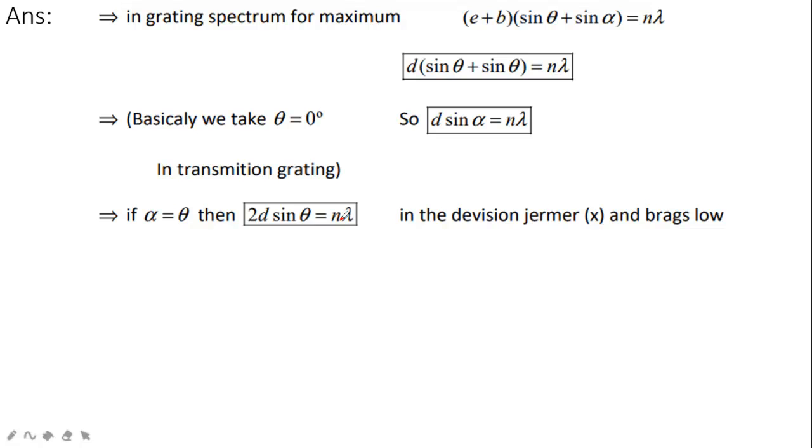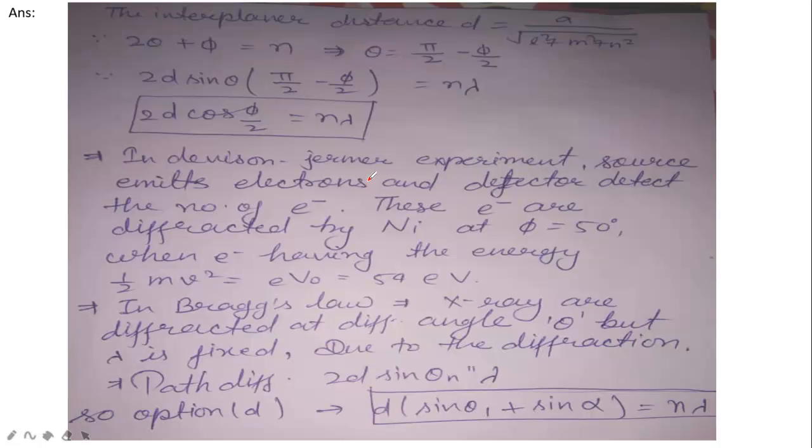You can see this. This is the procedure. So basically we are going to start with Bragg's law. You know that is 2d sin theta equals n lambda. Now they have given the interplanar distance. The formula for the interplanar distance for the grating is d equals a over under root l square plus m square plus n square. And from the diagram, this one is the right relation, 2 theta plus phi equals n.